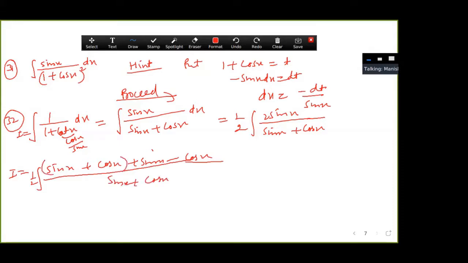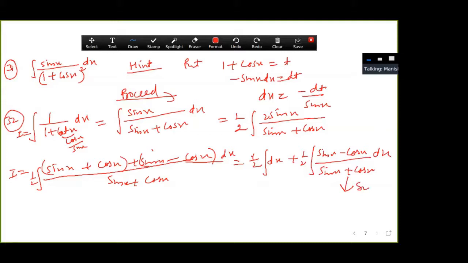Now make the group and separate the denominator. What will you get? When you separate the denominator, you get half of the integration of 1, which is dx, plus half of the integration of (sin x minus cos x) upon (sin x plus cos x) with respect to x. Now this part is done by the substitution method, and this is done directly. So what is the answer of the first part? 1 by 2 of x plus.